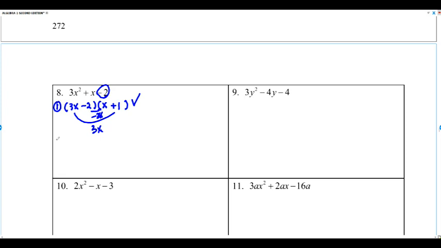Okay, the second way is you can use grouping factor. How to use grouping factor? 3 times negative 2 is what? The product is negative 6. So the sum, the middle term coefficient, is 1, right? The coefficient is 1, the sum is 1. So the product is negative 6, the sum is 1. What are the two numbers? 3 and negative 2, right? So this one is divided into these two terms.